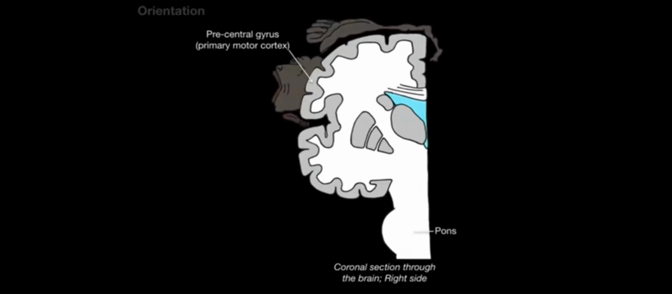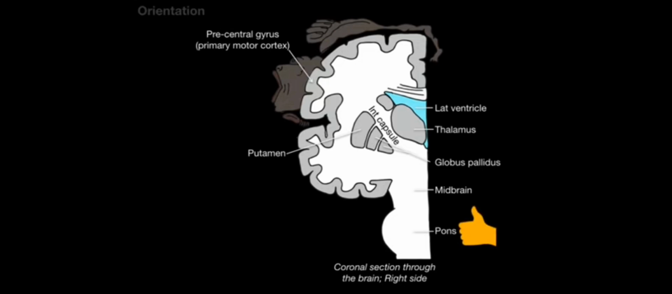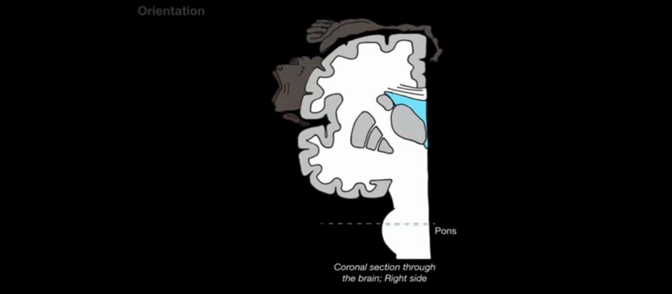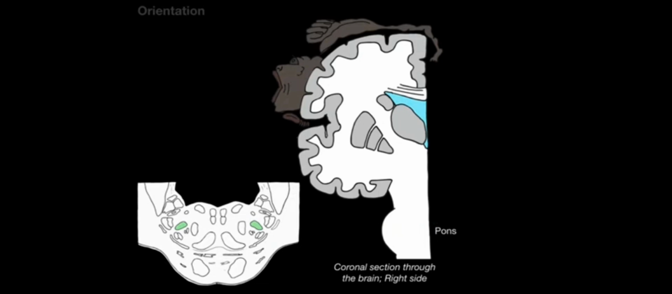So now if we take a look at some other landmarks, there's the lateral ventricle and thalamus, and then there's the globus pallidus and the putamen, which are part of the basal ganglia. And between those structures is the internal capsule where the axons of upper motor neurons are going to course. And then there's our midbrain of the brainstem, and then there's the pons, which is going to house our facial motor nucleus. So let's take a cross section, and there is the facial nucleus in a cross section of the pons, and this is what it's going to look like in our little schematic.